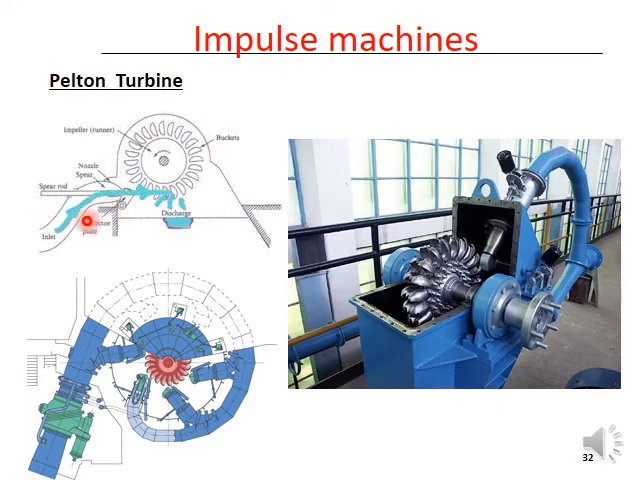So in this case, you see there are a number of jets, 1, 2, 3, 4, 5, 6. The number of jets depends on the design, the discharge, and the impeller size. The impeller is here. And in this case, you can see there are two nozzles or two jets. Water comes through this side and comes through this and this jet.